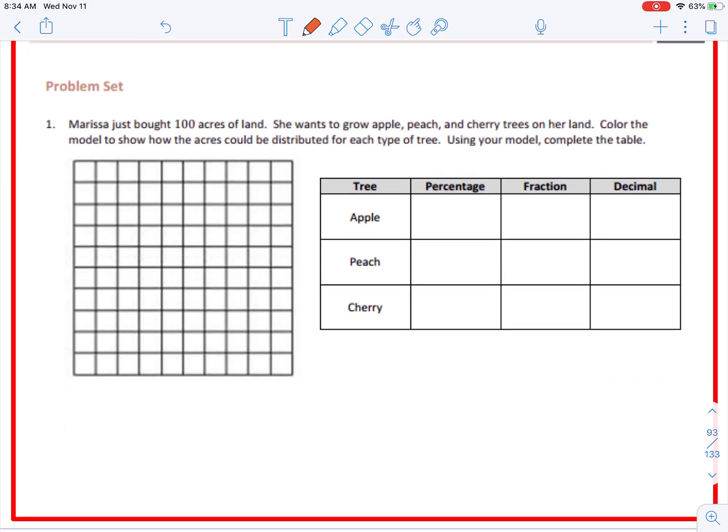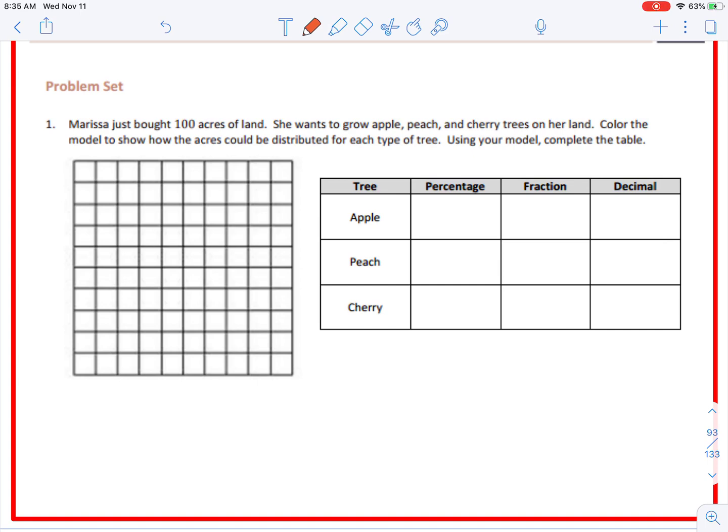The problem set we can do on our own. It says, Marissa just bought 100 acres of land. She wants to grow apple, peach, and cherry trees on her land. Color the model to show how the acres can be distributed to each type of tree. Using your model, complete the table. So we're going to do the problem set together and try to figure this out. We need to distribute the land to three different types of fruit trees. So I have apples for number 1, peach for number 2, and cherry for number 3.